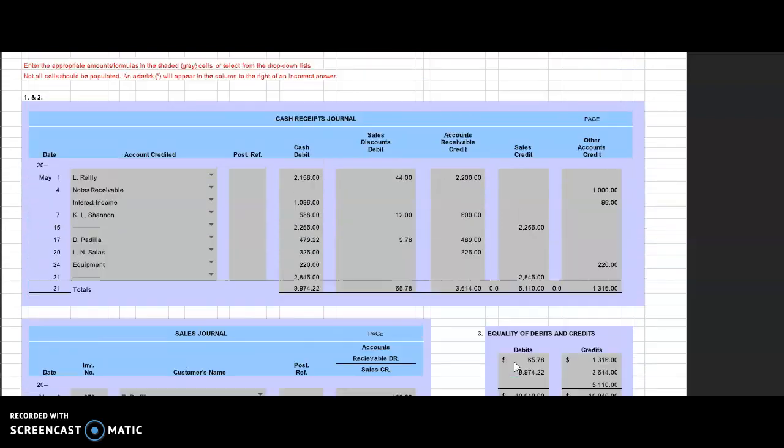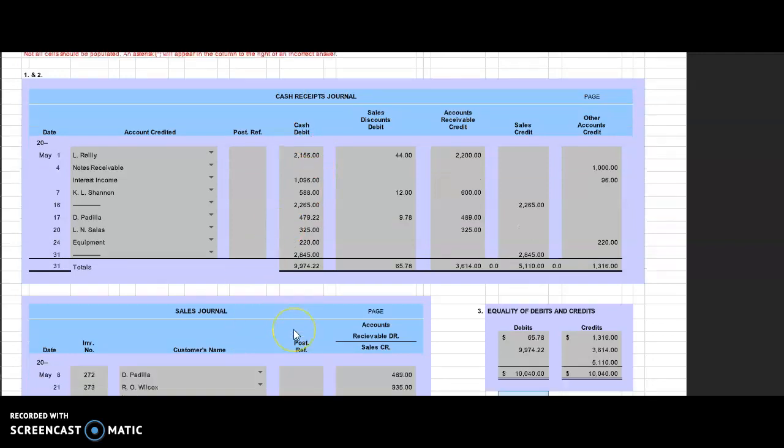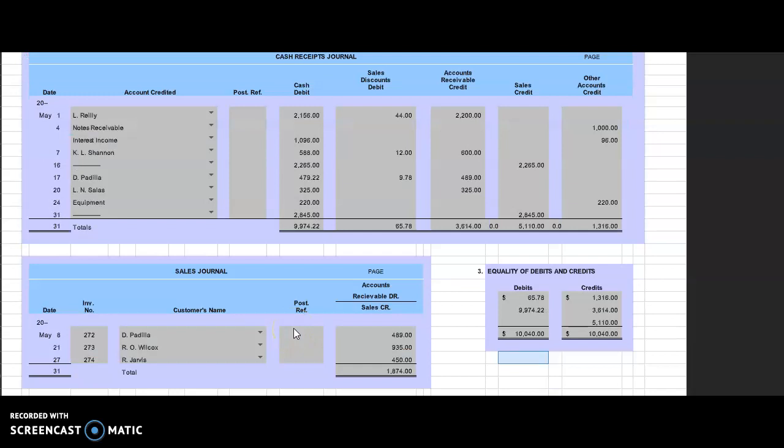So for the assignment today, you're working with your cash receipts journal and your sales journal. Later this week, we will go through and talk about how these are posted. It is kind of time consuming, but hopefully we can get through it. So I'll be reaching out to you later this week to figure out the best way to do that.